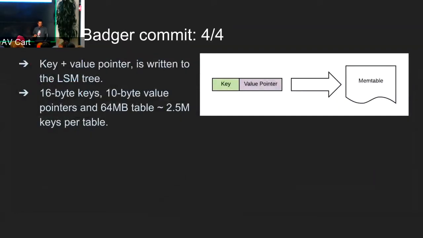So coming back to the commit, once we have value pointers from the value log, the key plus value pointer is written to the LSM tree. If you do some rough calculations, if the diff key size is 16 bytes with 10 bytes for the value pointer, then a 64 megabyte table can store 2.5 million keys in a single table. That's pretty efficient, and that shows how Badger produces smaller LSM trees.